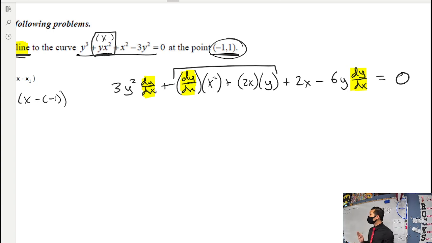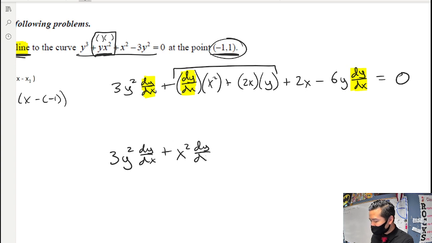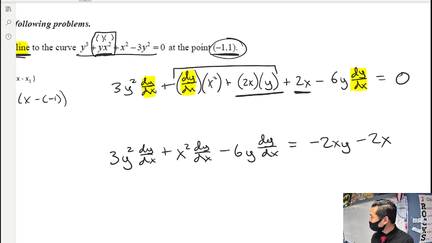Now, if it was asking us to just give the derivative function, you could do the algebra and solve for it. Get everything that has dy/dx on one side, move everything else over, right? We could do that real quick here. Let me rewrite this with only those terms: 3y squared dy/dx, plus x squared dy/dx, minus 6y dy/dx. Everything else that doesn't have those terms, this term right here and this term right here, I could just move to the other side of the equation and write this as minus 2xy, yes? Yeah. Minus 2x. I missed it.